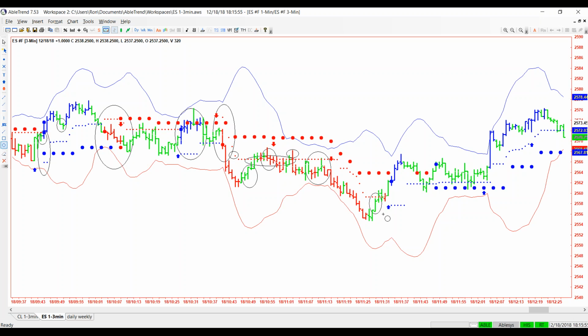Gotta take it. There's your third green bar. Pick up another, well, that's a good 4 points there. Let's call it 3. It's $150 in 15 minutes per contract.